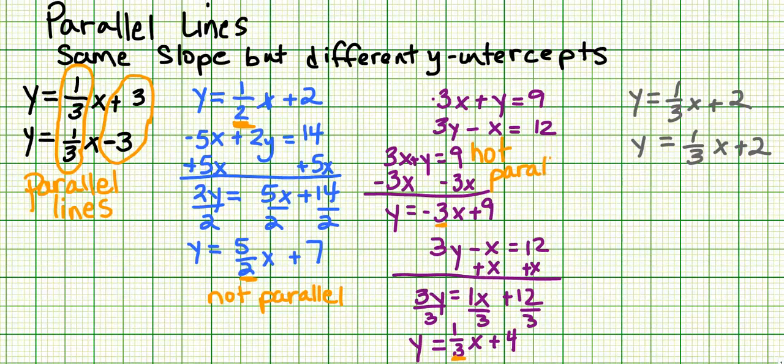Okay? Now the last two, I have them already in the form of y equals. This has a slope of 1/3. This one has a slope of 1/3. So when I compare, their slopes are the same. But remember, we need to have different y-intercepts. And when I look at these y-intercepts, I see y-intercepts of +2. So that tells me if I go to graph these lines, they would be the exact same line. They would lie one on top of the other. These are not parallel.